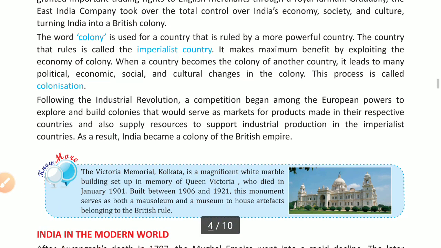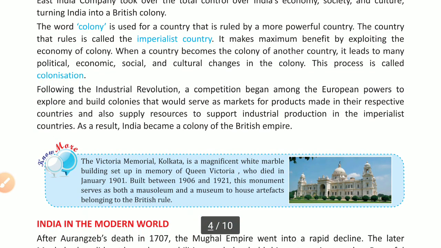Following the Industrial Revolution, a competition began among European powers to explore and build colonies that would serve as markets for products made in their respective countries and also supply resources to support industrial production in the imperialist country. As a result, India became a colony of the British Empire.